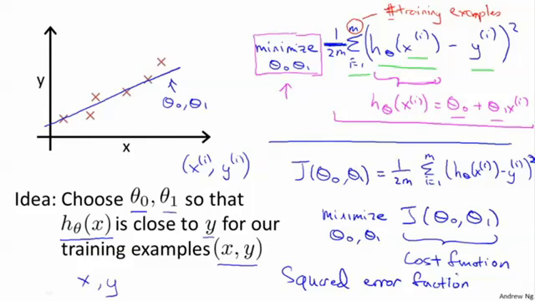And why do we take the squares of the errors? It turns out that the squared error cost function is a reasonable choice and will work well for most regression problems. There are other cost functions that will work pretty well, but the squared error cost function is probably the most commonly used one for regression problems.